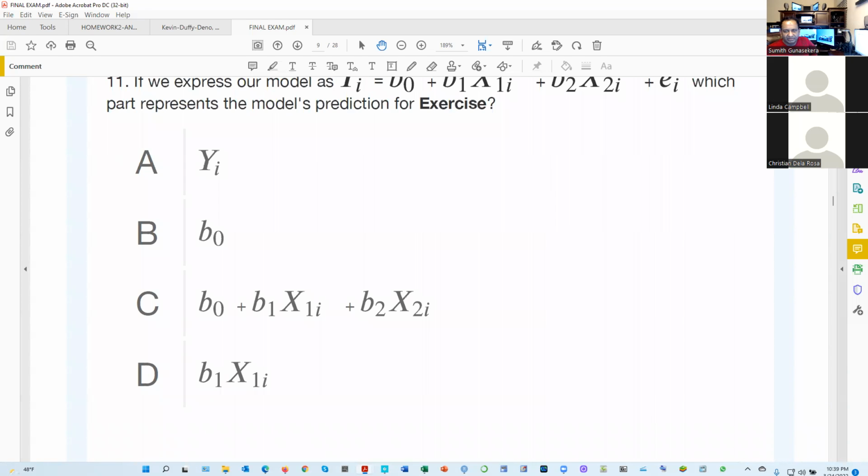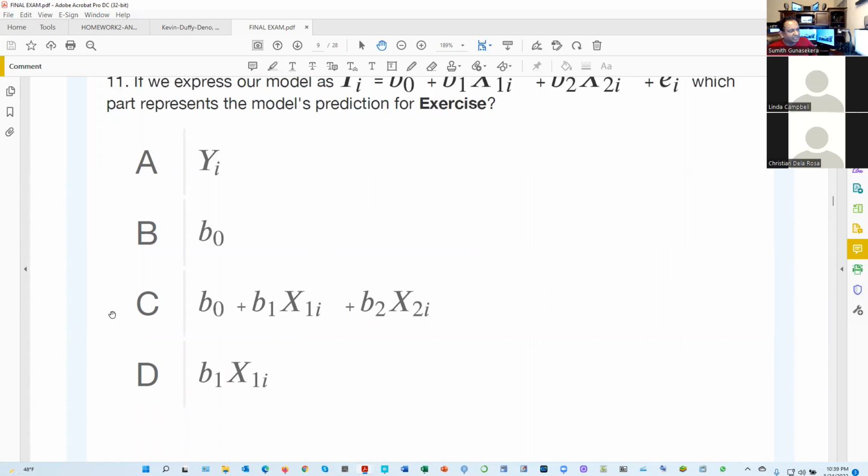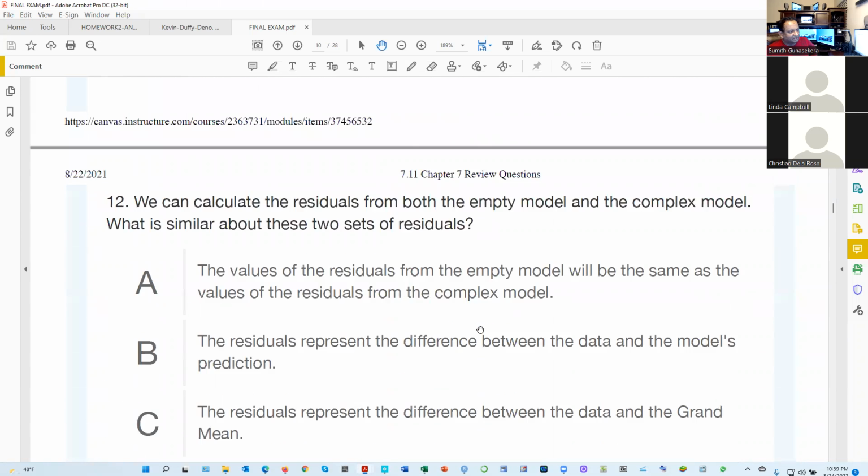Okay, so it's unchanged. So number 11, now you know, if we express our model, which part represents the model prediction? This is called the prediction part, this is called the model. Model is the prediction. Thank you, yeah, C, I'm sorry, 11C, yeah.